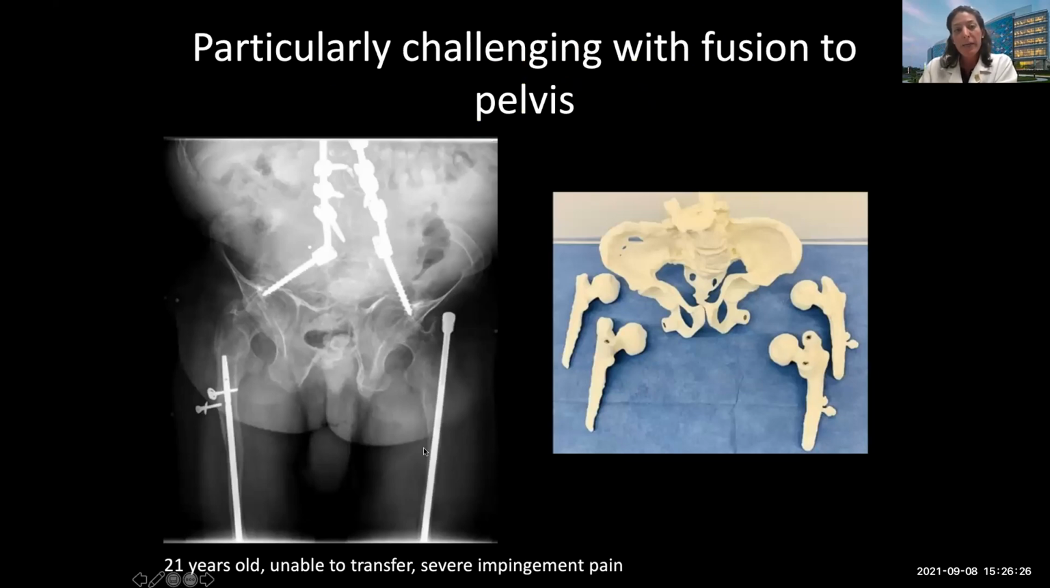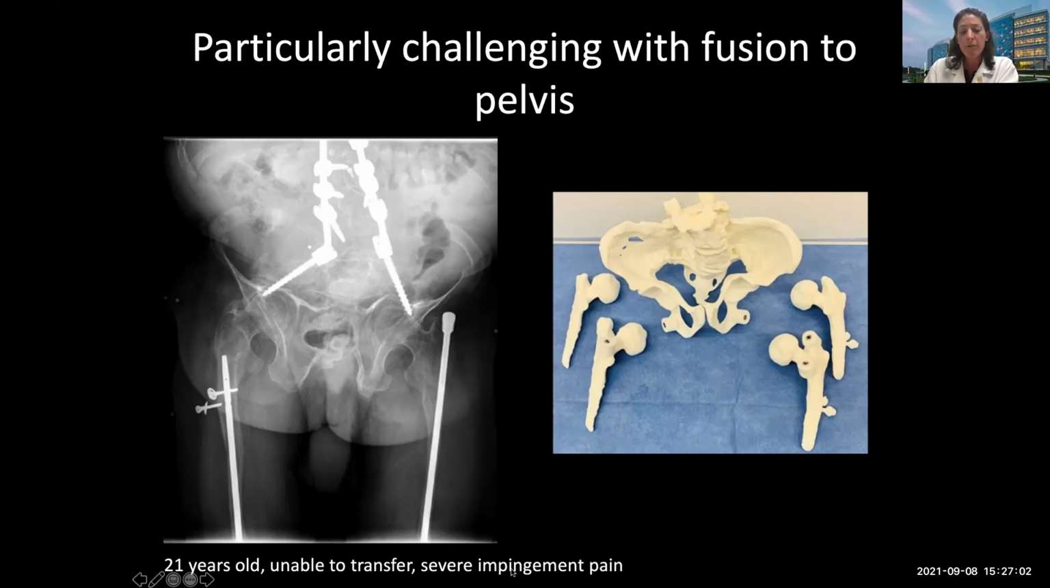We tend to find clinically that severe acetabular protrusio is even more challenging for the patients with fusion to the pelvis, because again, a fusion to the pelvis takes away yet another motion segment. And that can leave very limited motion of the hips and place the femoral necks at significant risk for pain and fracture.